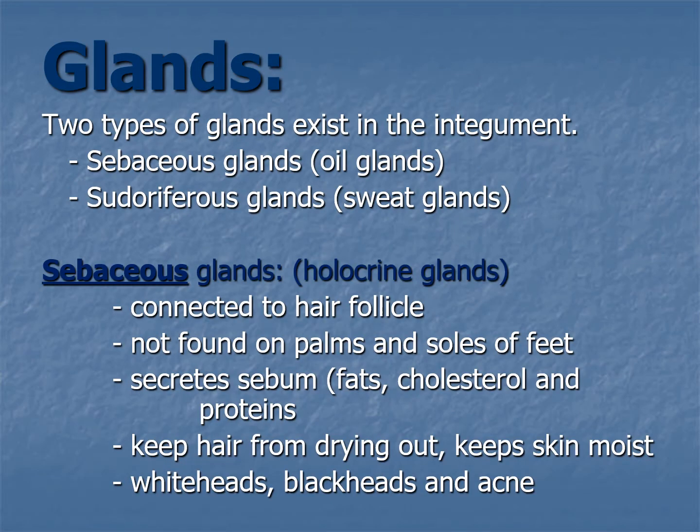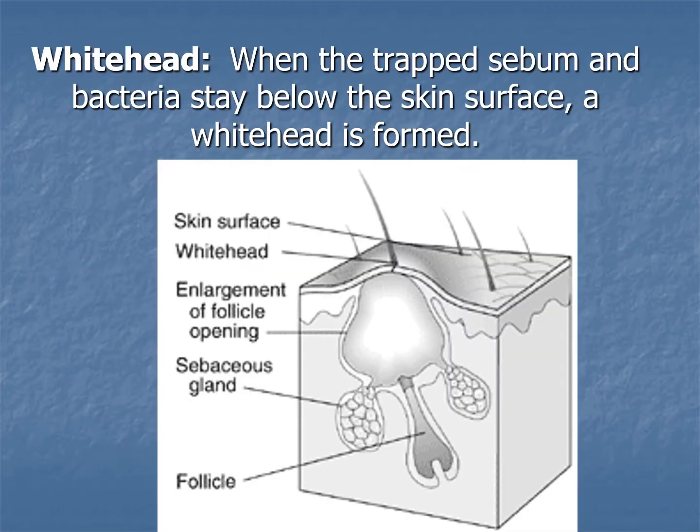Coming to the glands of the skin, there are two main types of glands: sebaceous and sudoriferous glands. Sebaceous glands are involved in sebum production and are connected to the hair follicle. Sebum contains fat, cholesterol, and protein, keeps the hair and skin from drying out, and forms a barrier of oil over the skin, but abnormal secretion may lead to whiteheads, blackheads, acne, and rosacea-like disorders.